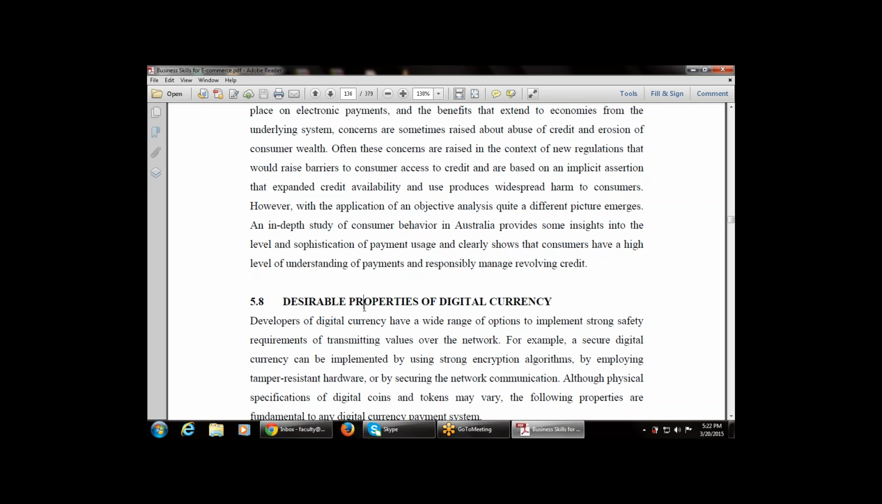Although physical specifications of digital coins and tokens may vary, the following properties are fundamental to any digital currency payment system. These are the various fundamental properties that must be taken care of. Whenever anyone makes a payment online, that is an e-payment system, these are the fundamental properties that must be carried out in a digital currency.